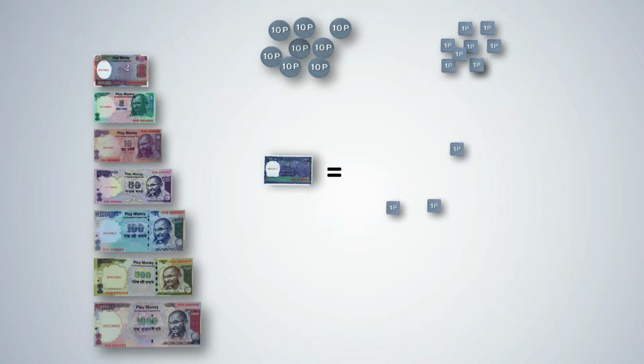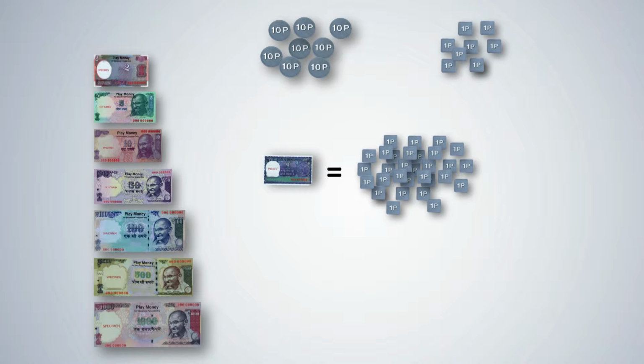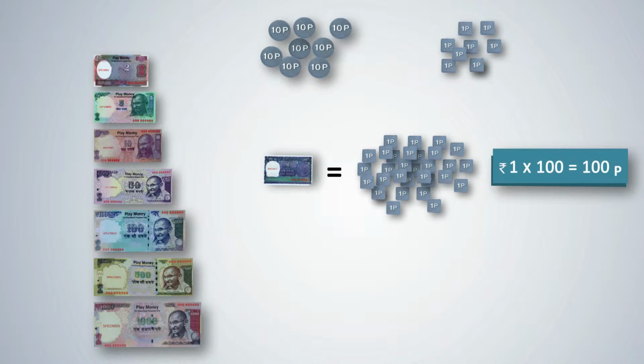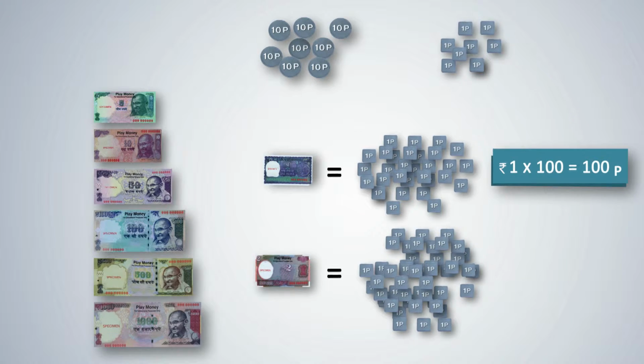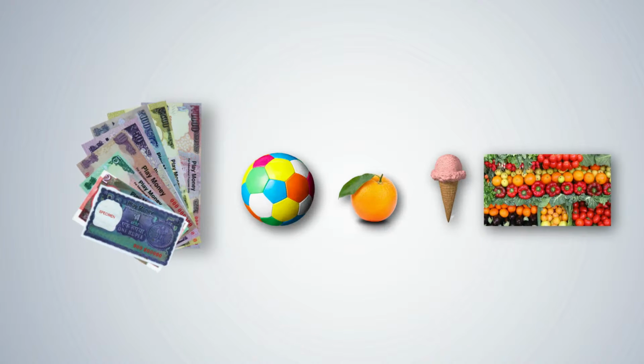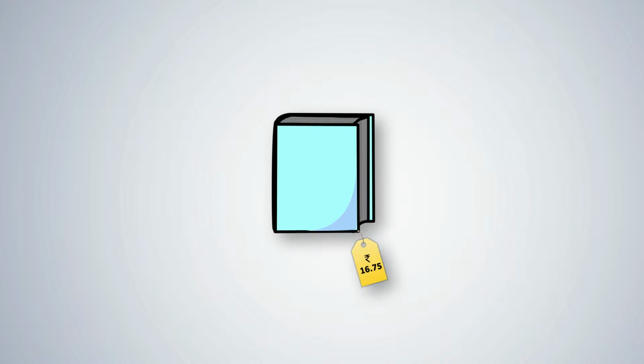1 rupee is 100 paise. To convert rupees to paise, multiply the rupees by 100. To buy any item, we need to know the cost of the item. For example, a book costs 16 rupees and 75 paise.